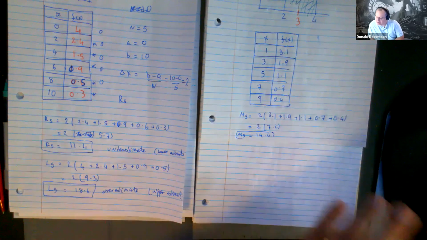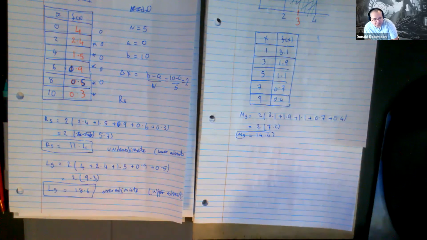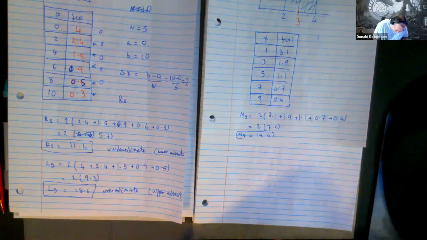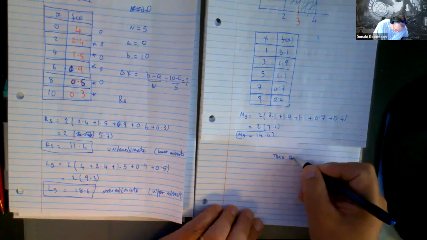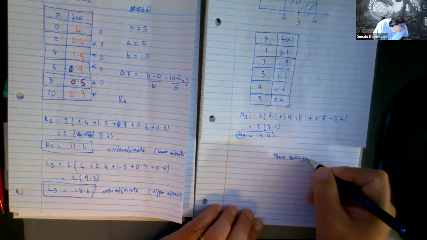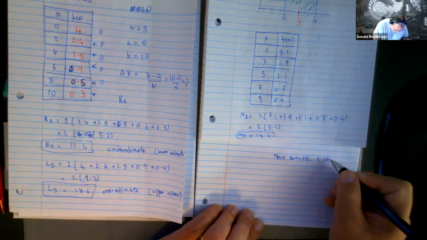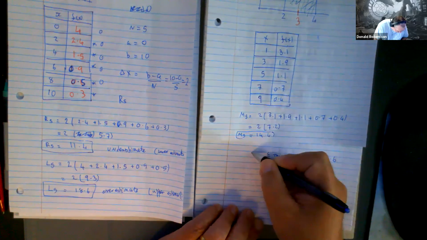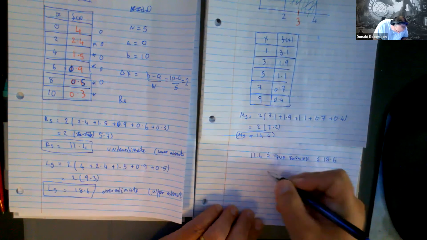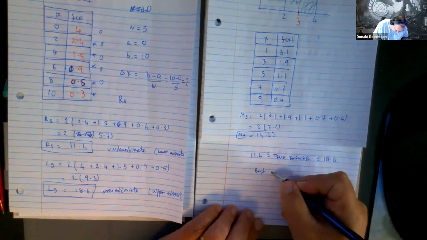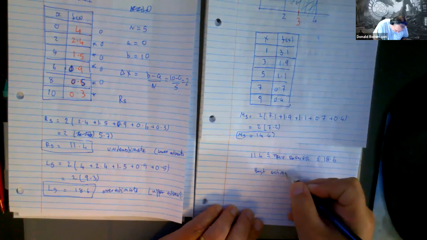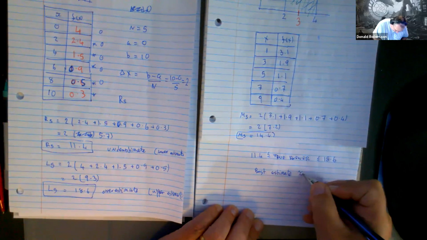So we've got a fair amount of information here about what we believe the true answer is. The true area is somewhere between 18.6 and 11.4, and our best estimate is that it's around 14.4.